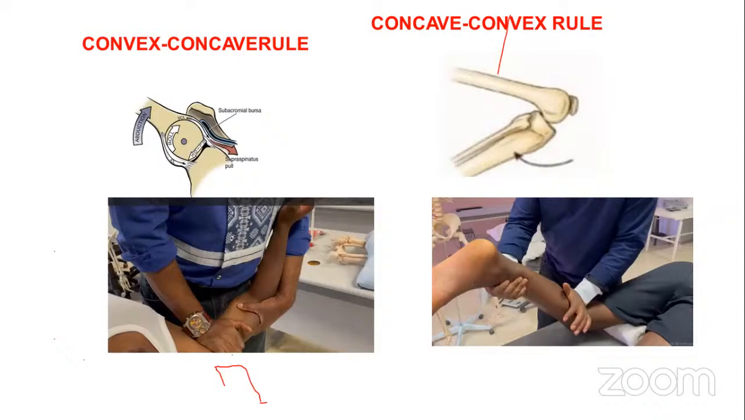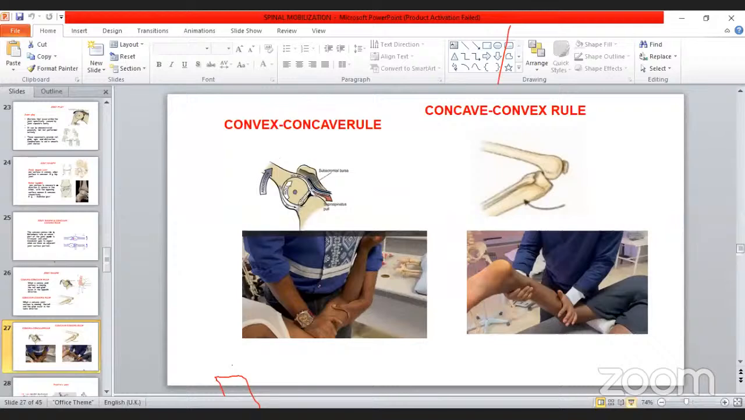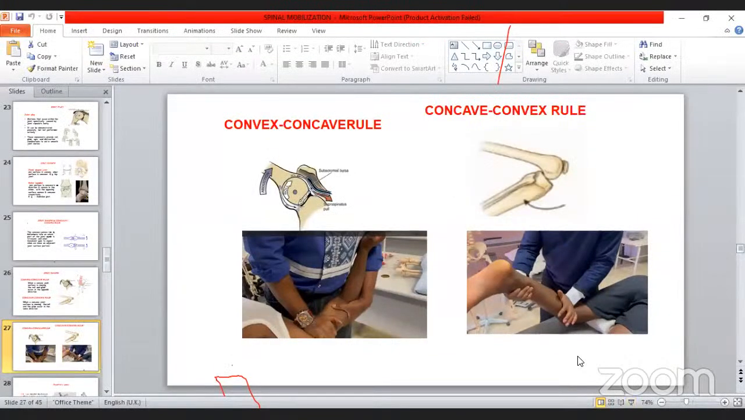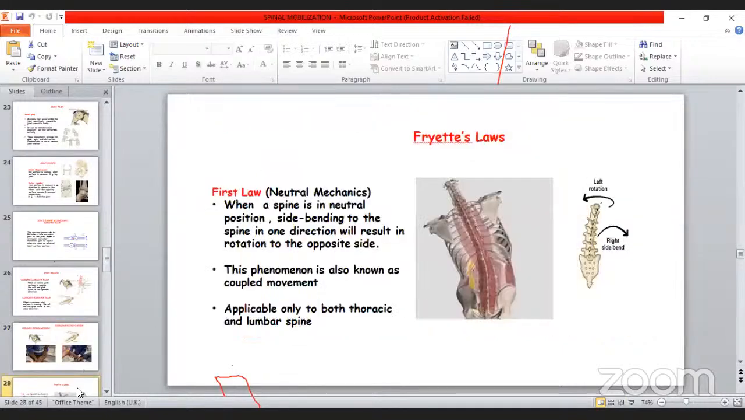I'm sure some of us would have caught the understanding of this convex-concave rule phenomenon. By the time we have the opportunity to treat peripheral mobilization, it will become crystal clear. All right. Now, another law, we are building up to the main work that we have to do. Another law which I want us to go through very quickly is what is called Fryette's law.